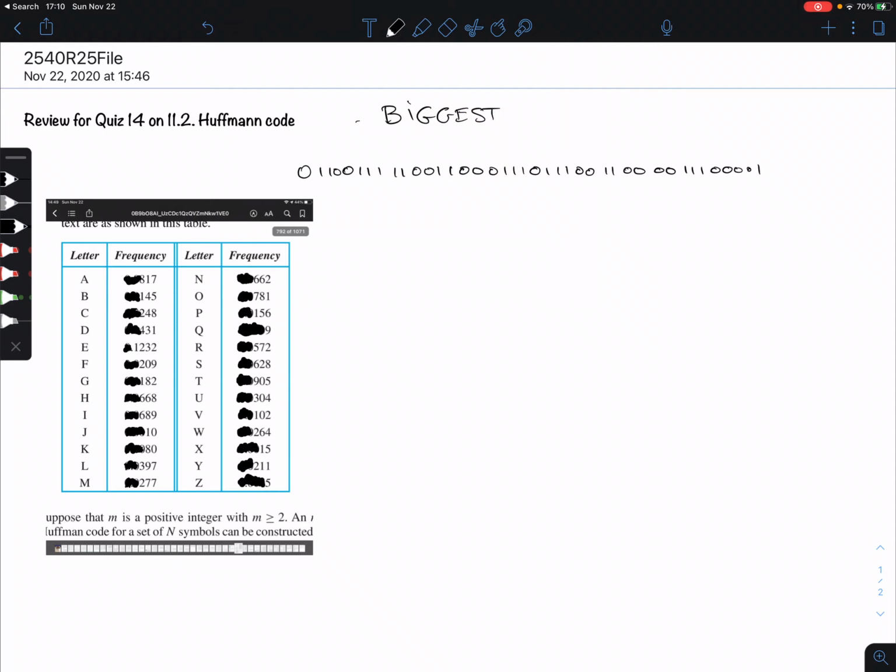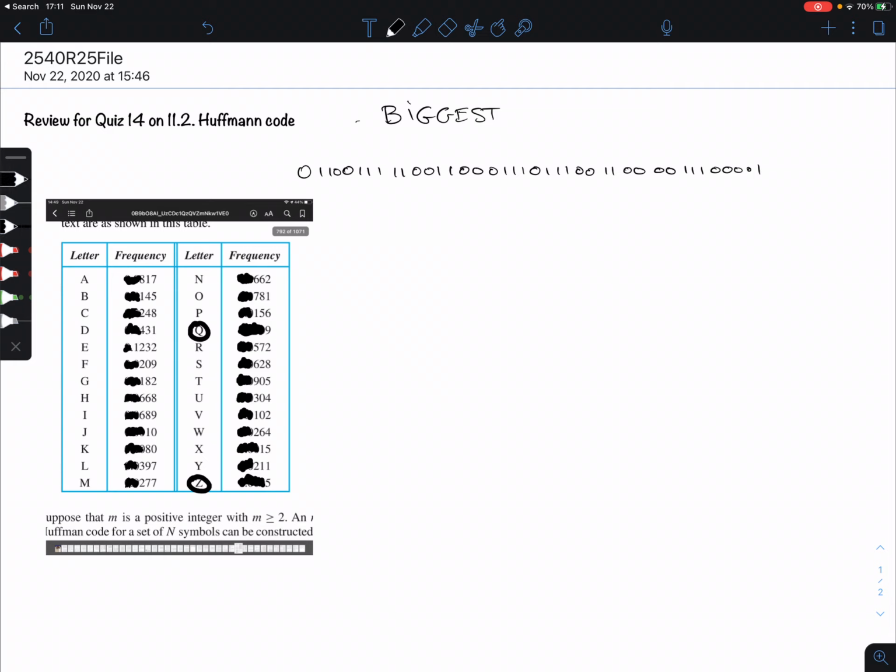Okay, let's start. What we look for is the two lowest frequencies, and in this case that is Z, which has frequency 5, out of 10,000. I'm not going to keep saying that. And Q has 9, so these two have to be combined. I don't think there's a J, and that's it. So Z and Q. Let me circle them now. These are the two that I want to work with.